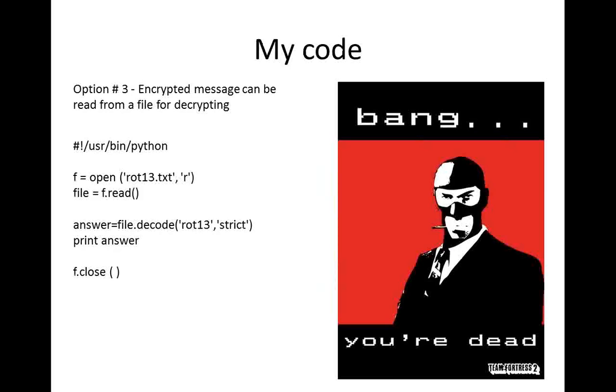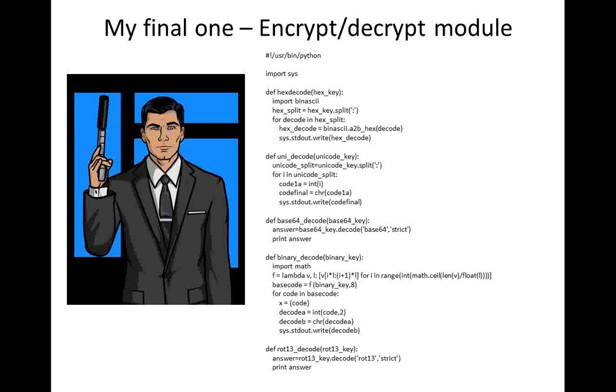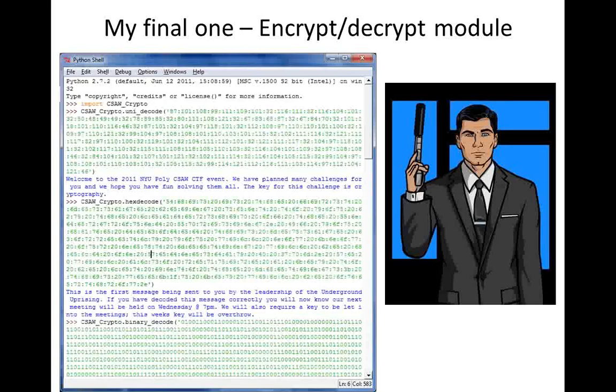Now for the final one, the encrypt-decrypt module. I was aiming to add the encrypt functionality, but I couldn't get to it in time. So that's the gist of it. Once you import this script in, here's how you can do it. You import the script in, seesaw_crypto, and seesaw_crypto dot whatever method, uni_decode, and put in the variable, and it will spit out the decrypted message. I had it on my intentions to give different encoded messages to see the different decoded, but I stuck with that.